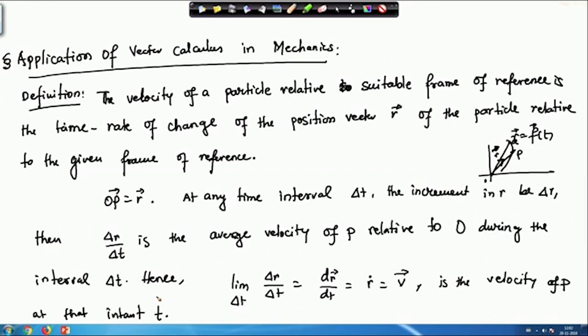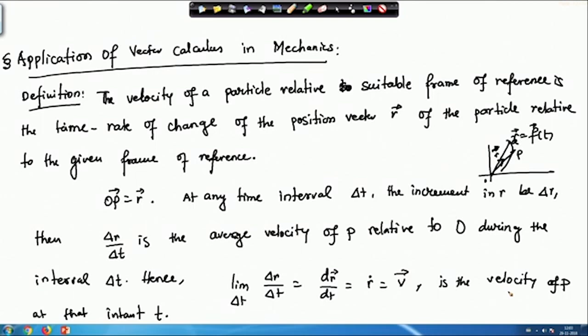So, basically if we have a small increment delta r for any time interval delta t, then delta r by delta t is the average velocity. So, how much it has increased is delta r, and delta r by delta t is the average velocity of p relative to this origin O during the interval delta t, and therefore, we can write in terms of limit, and this dr dt or r dot is actually our velocity at that point p at an instant t.